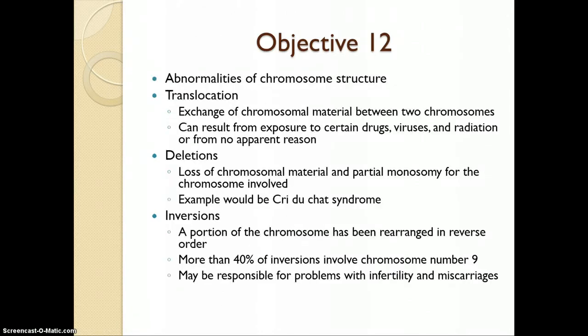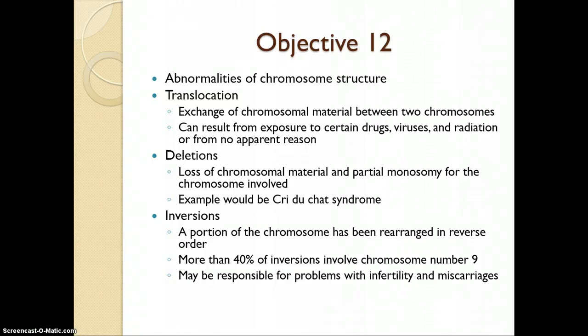There are some abnormalities of chromosome structure. Translocation is one of those. Translocation is where there's an exchange of chromosomal material between two chromosomes. This can result from exposure to certain drugs, viruses, and radiation, or it can occur for no apparent reason at all.